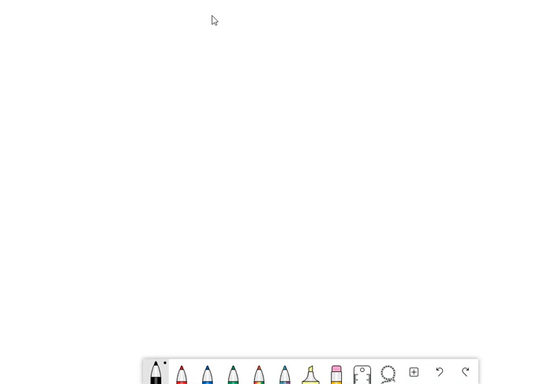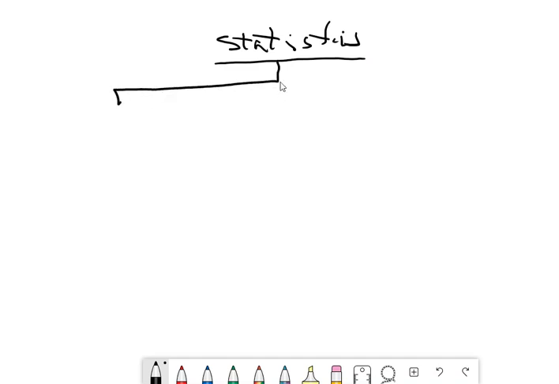So we have statistics, and typically we look at it as two categories. Over here we call it descriptive statistics, and over here, inferential.